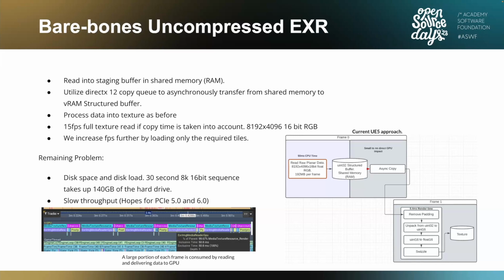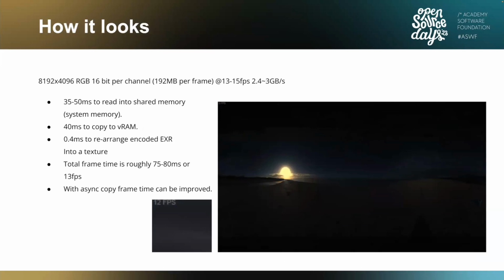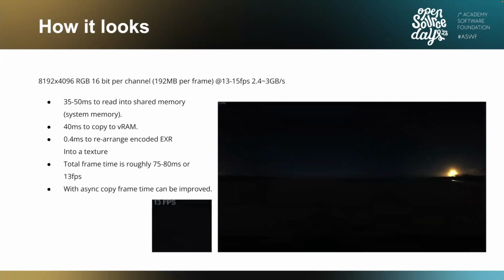What you see here on the left is a screenshot from Unreal Insights, which is our benchmarking tool. It shows that it takes 50 milliseconds to copy 100 megabytes of EXR data on PCIe 3 in this case, which is a substantial amount of time. It's slightly faster on PCIe 4. Next slide, please.